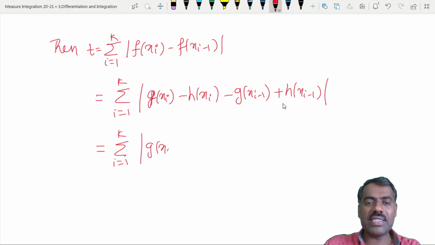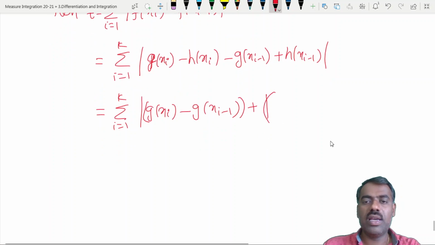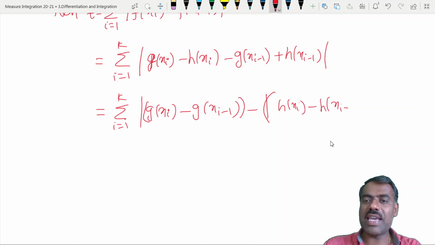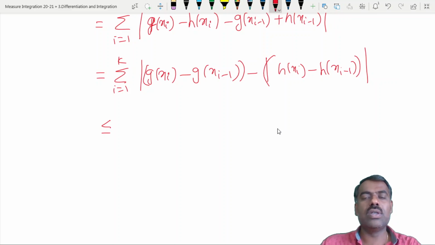If we rewrite this, group them, you can write g of xi minus g of xi minus 1 plus h of xi, you take out minus here, minus you take common, h of xi minus h of xi minus 1. Now using triangle inequality, we know that this is less than or equal to, just like mod a minus b is less than or equal to mod a plus mod b.